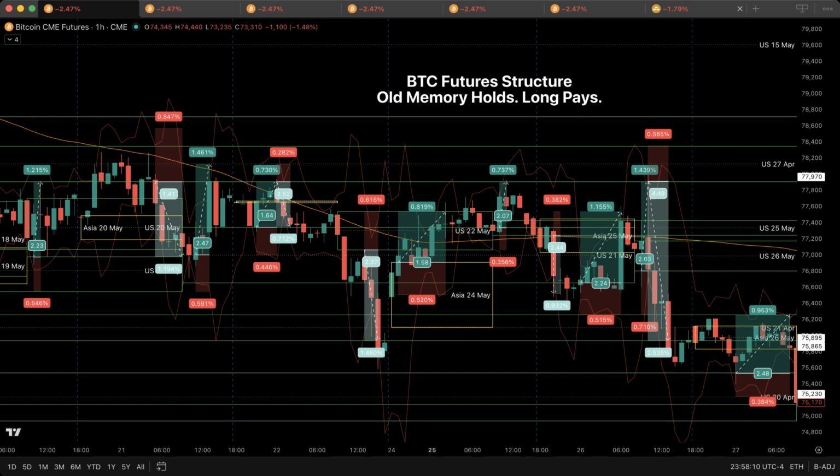Now look at the risk-reward. 2.48. That is usable. That gives the trade room. The reward is large enough to justify the stop. The entry is not too late. The stop is not too deep. The target connects to old memory. Those three lines fit together. That is why the trade can be executed.